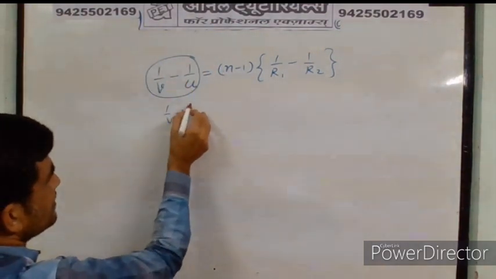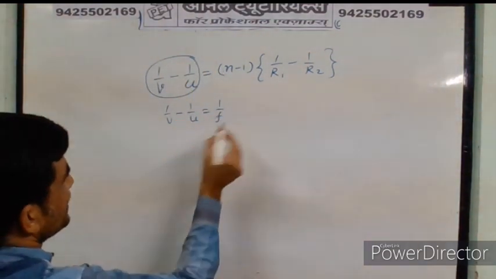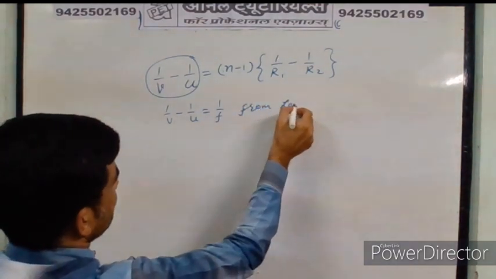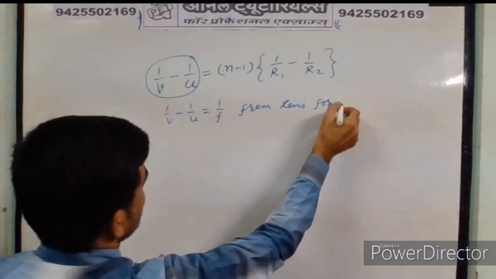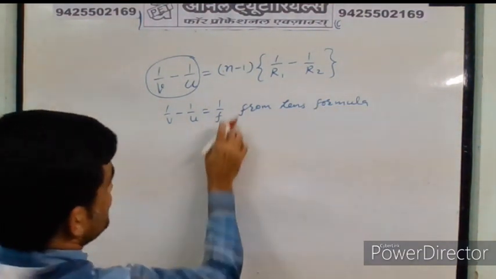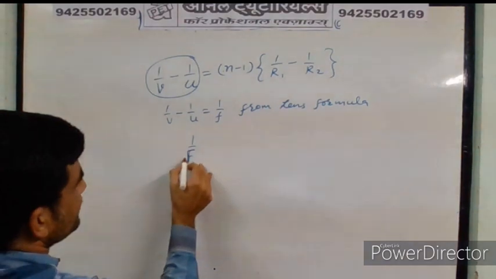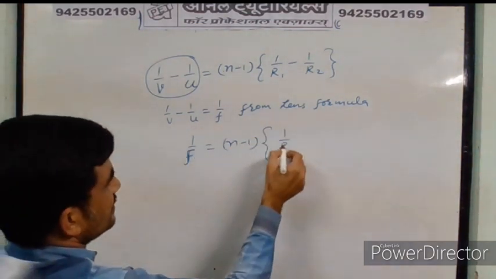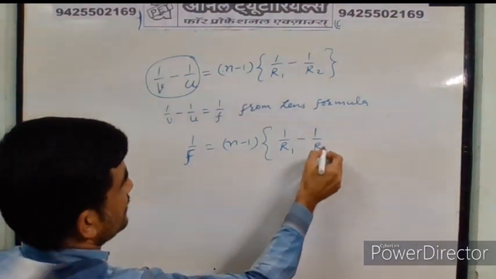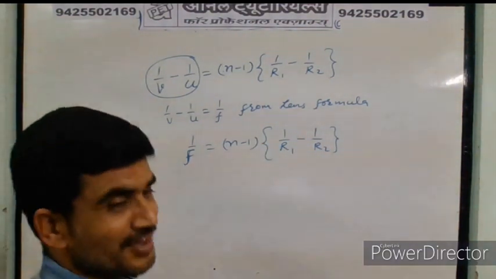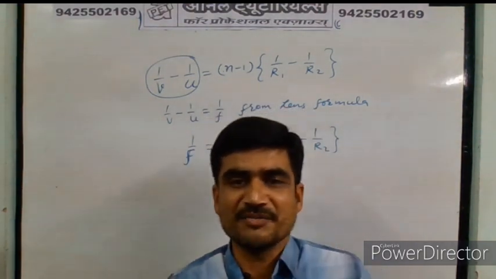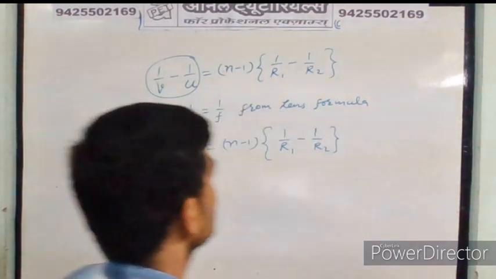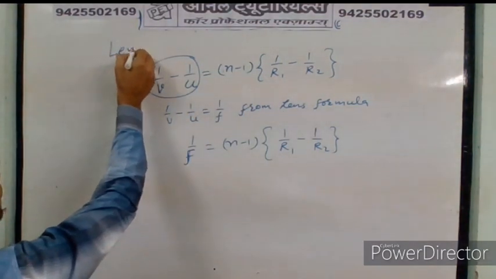substitute 1/v - 1/u is equal to 1/f from the lens formula. While substituting this, we got 1/f is equal to the refractive index of the material of the lens into (1/R1 - 1/R2). Generally one question arises, why is this formula called the Lens-Maker's formula? We saw it in the last period.